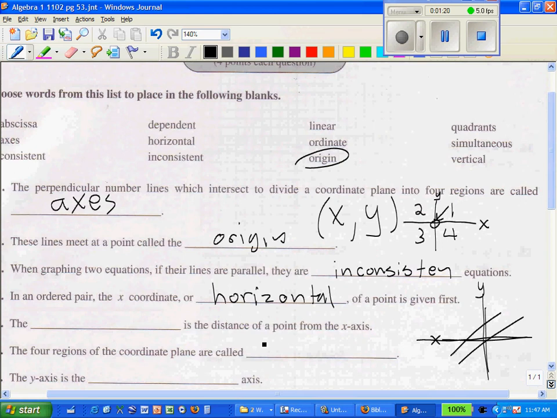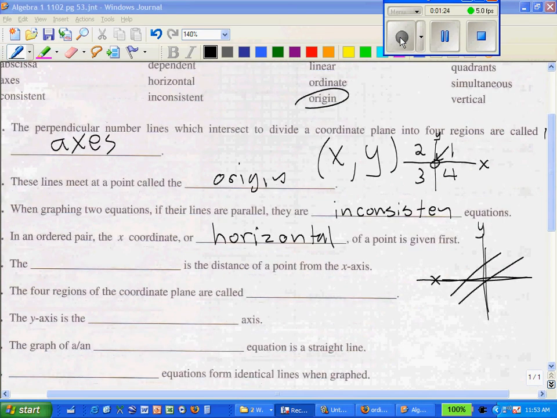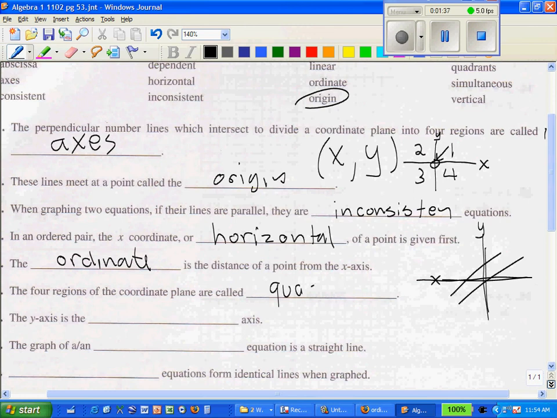The blank is the distance of a point from the x-axis. The ordinate. The four regions of the coordinate plane are called quadrants. The y-axis is the vertical axis. Whoops, spelled it wrong.